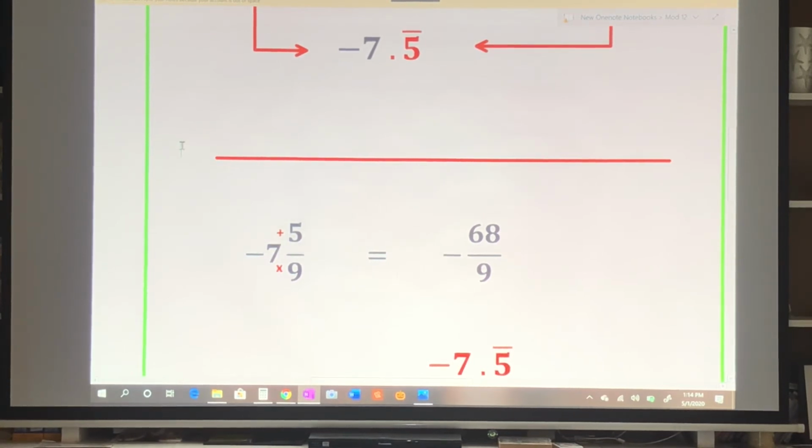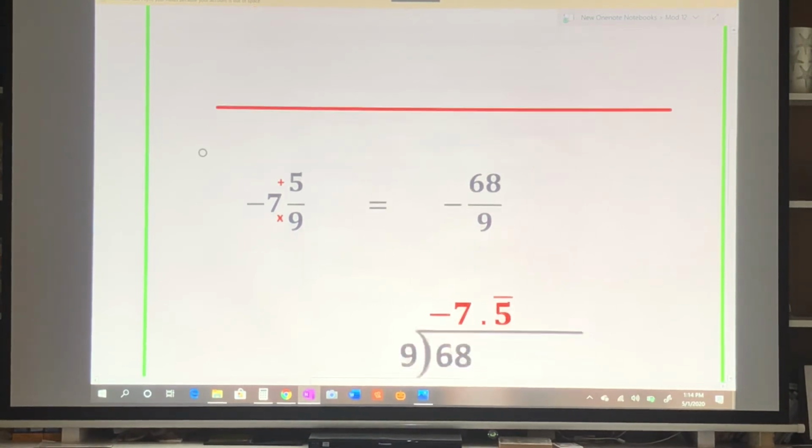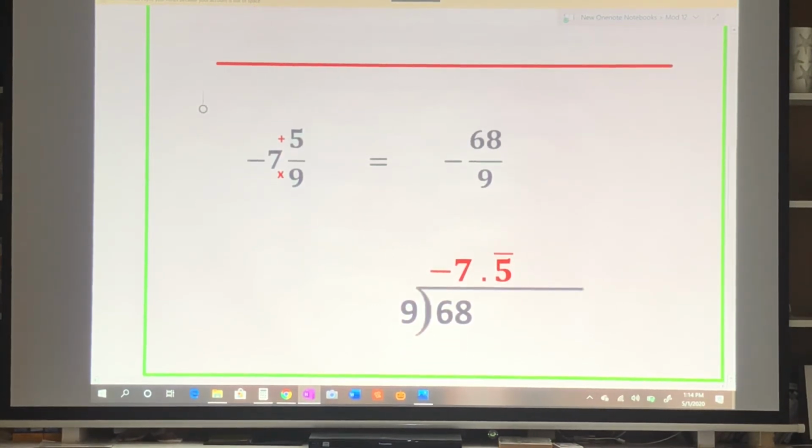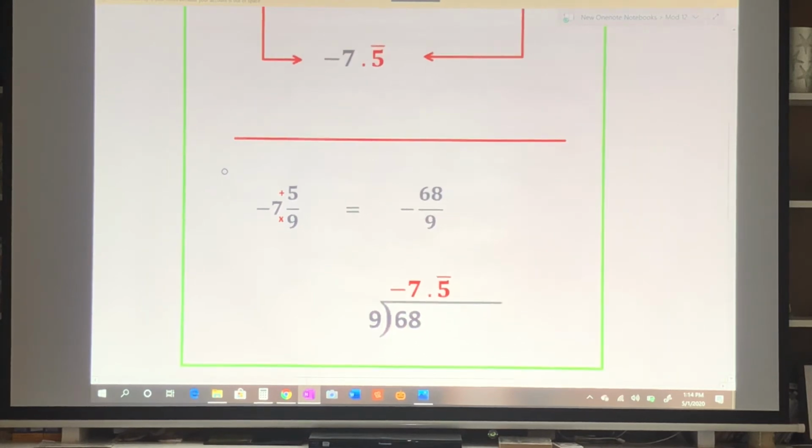Okay. 9 times 7 is 63, plus 5 is 68. Don't forget the negative sign. And then divide. And if you divide that, you're going to get negative 7.5. Oh, wait, that looks familiar, doesn't it? Same answer. Whichever way you do it, same answer.